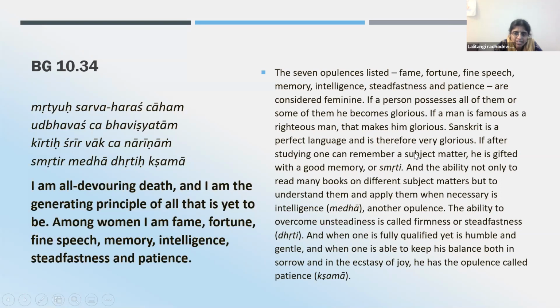If after studying one can remember a subject matter, he is gifted with a good memory, or smriti. And the ability not only to read many books on different subject matters, but to understand them and apply them when necessary is intelligence. Medha, another opulence. The ability to overcome unsteadiness is called firmness or steadfastness, dhriti. And when one is fully qualified, yet is humble and gentle, and when one is able to keep his balance both in sorrow and in the ecstasy of joy, he has the opulence called patience.